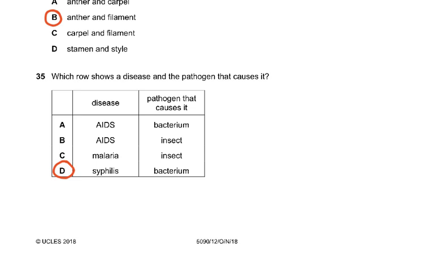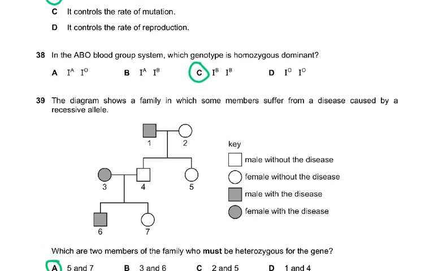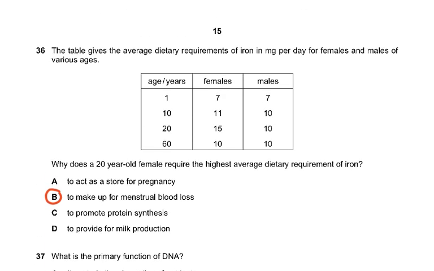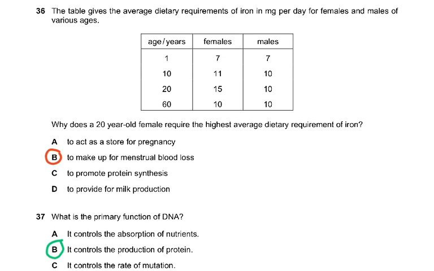Coming on to the next question, which is 36. Now, 36 is a little confusing. It says the table gives the average dietary requirements of iron in milligram per day for females and males of various ages. Now, again, this is a syllabus point which they are checking, which you need to know. Why does a 20-year-old female require the highest average dietary requirements of iron? It's in the syllabus actually, to make up for the menstrual blood loss.